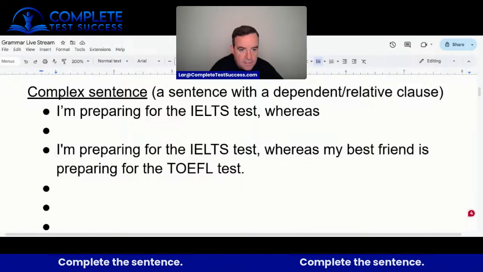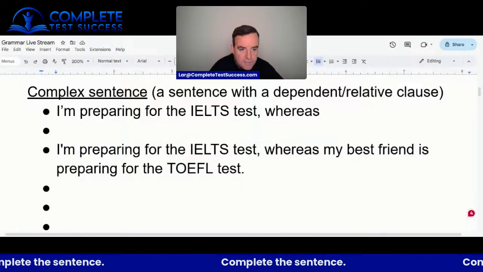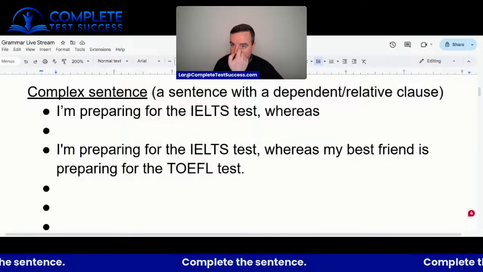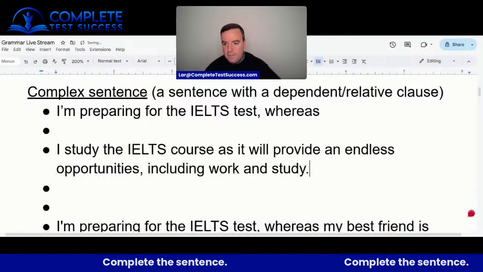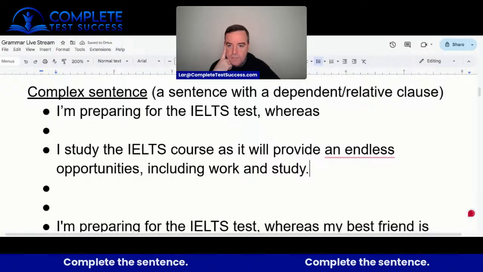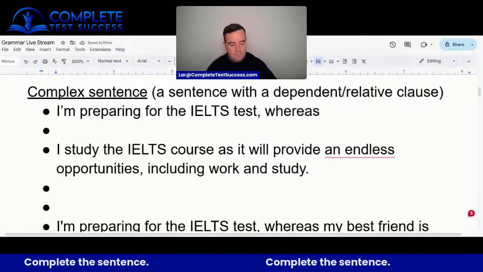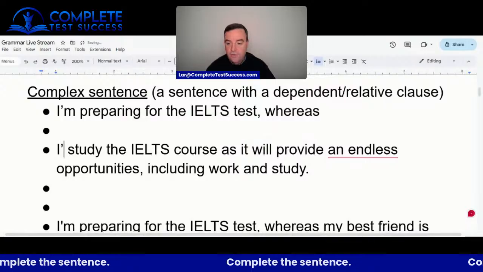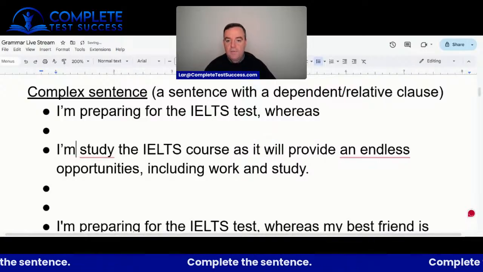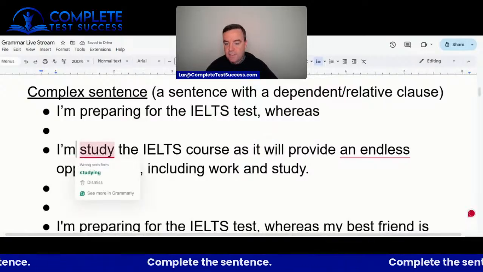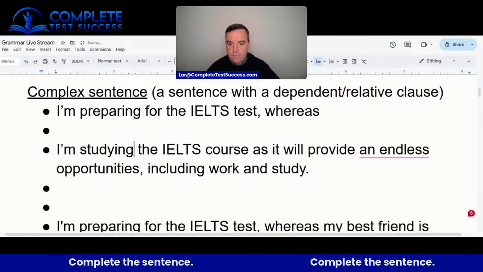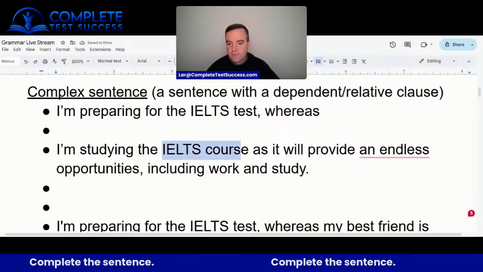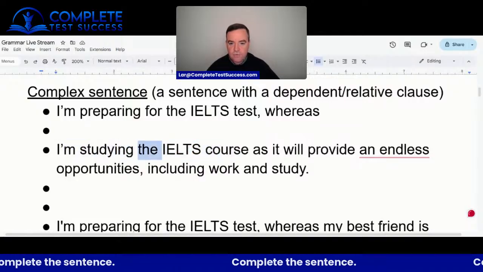Daulat: I study the IELTS course as it will provide endless opportunities, including work and study. Okay, so let me drop that in here. We'll take a look at this one. I study the IELTS course. No, that would have to be I am studying. It's something that you're doing at the moment. If you're finished, you could say I have studied, but at the moment, if you're doing a course, it's something you're doing now. So I'm studying an IELTS course.